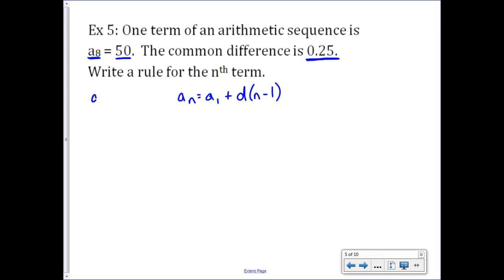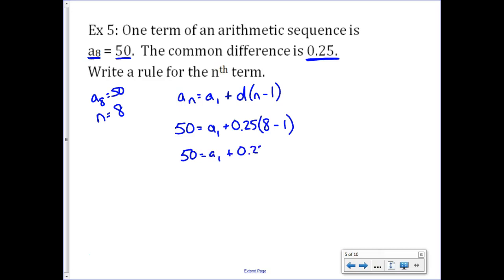A sub 8 is 50, which means that n would be 8 in this case. From there, our only unknown would be A sub 1, so we could solve for A sub 1 to be able to write that rule. So we're going to use A sub 8 here. That would be 50 is equal to, we don't know our first term, we know our common difference is 0.25, and we know our n is 8. So then I have 50 equals A sub 1 plus 0.25 times 7.